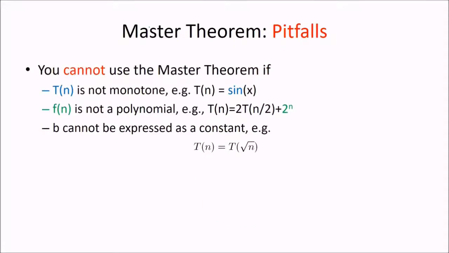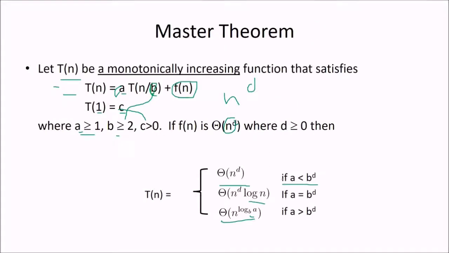But you cannot use the master theorem if T is not monotonically increasing, that is not monotone, for example T(n) equal to some say sin x or cos x. f(n) is what? f(n) is not a polynomial. If f(n) is not a polynomial, then you cannot use it. If this is not a polynomial, you cannot find out the value of d from here. So you cannot apply here. And if b cannot be expressed as a constant, you cannot apply it, because we really need a, b and d. These three values are needed to find out which running time suits our T(n).